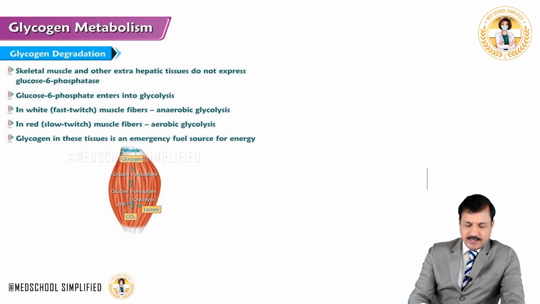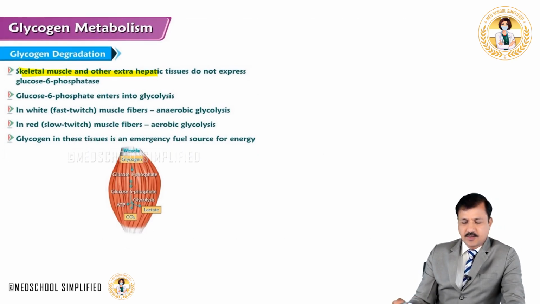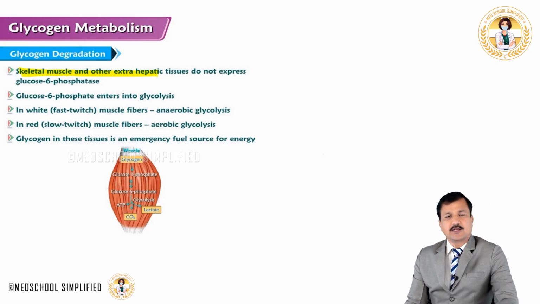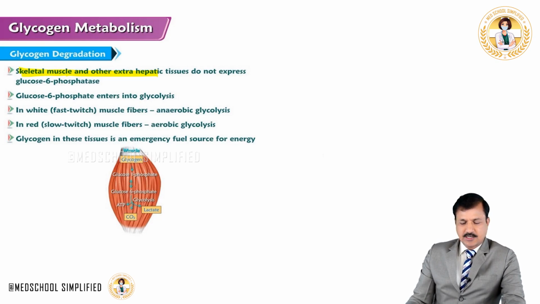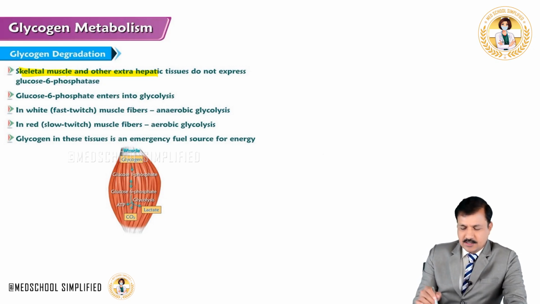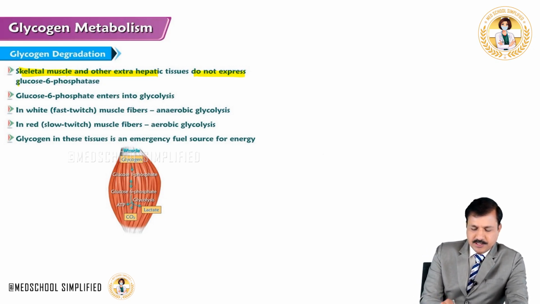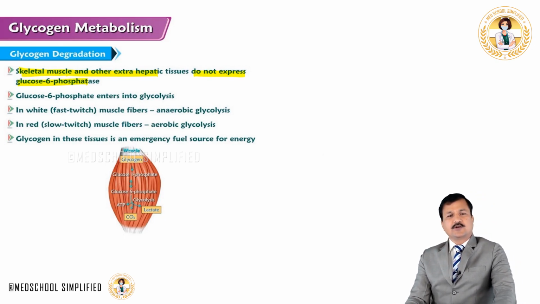Now the glycogen degradation in the skeletal muscle and other tissues differs from hepatic tissue glycogen degradation, because other tissues like skeletal muscle and extrahepatic tissues other than the liver, kidney, beta cells of pancreas and small intestine do not express the glucose-6-phosphatase enzyme. So what will they do with the glycogen degradation?